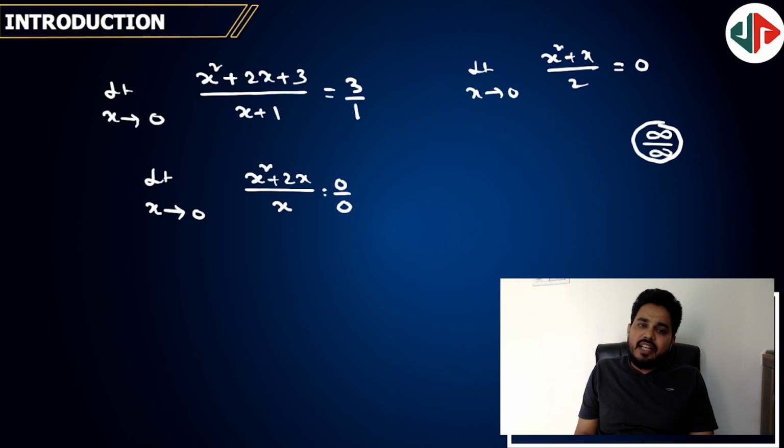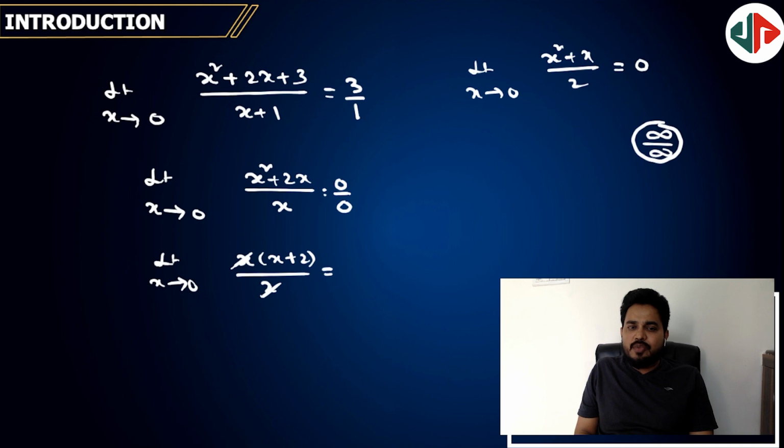When such things come, what you will do is, limit x tends to 0, you need to identify why the numerator is going to 0. x is equal to 0 is a factor. So take x out, x plus 2, denominator x. Now cancel, and substitute x is equal to 0. So when it is 0 by 0 form, you have the factorization method.